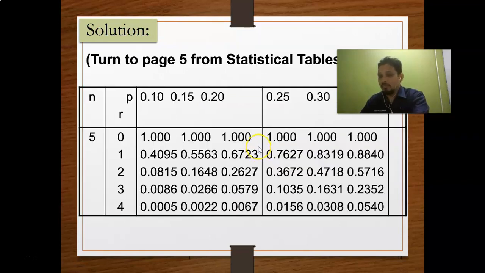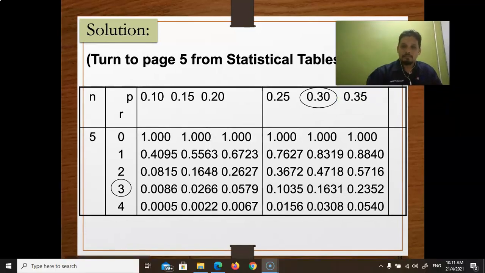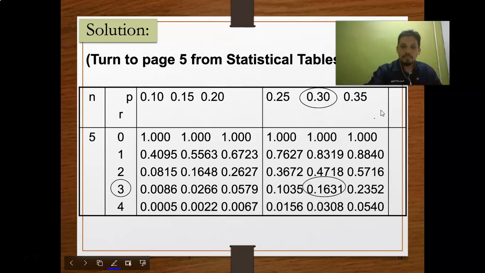According to the notes, we refer to the latest books here. It says to turn to page 5 of the statistical table. Page 5. What is the first question then? Probability of x greater than or equal to 3.